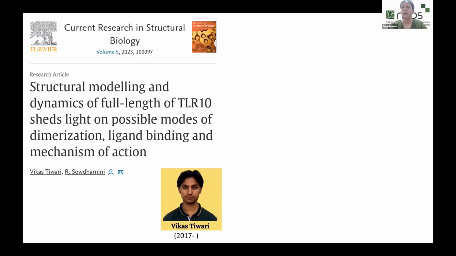So this is all part of the first story. First, you will hear Mahita's recording, and the second is Shaila will explain the TIR dimers, and thirdly, the full-length modeling of one of the TLRs, and the TLR10 will be presented by Vikas. So first, we will hear Mahita's recording.